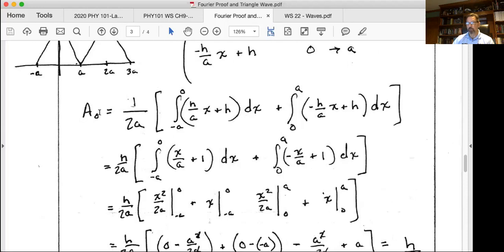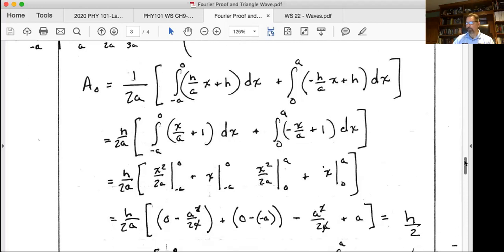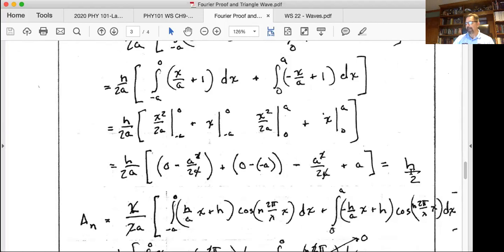Now, I'm doing a0 first; we'll do a sub n next. I just work through the integral. You can check my math if you don't like it. I made 4 integrals, 1, 2, 3, 4, out of these 2 integrals, evaluated them one at a time, and very carefully applied the limits. When I'm done, I get the fact that a0 is h over 2.